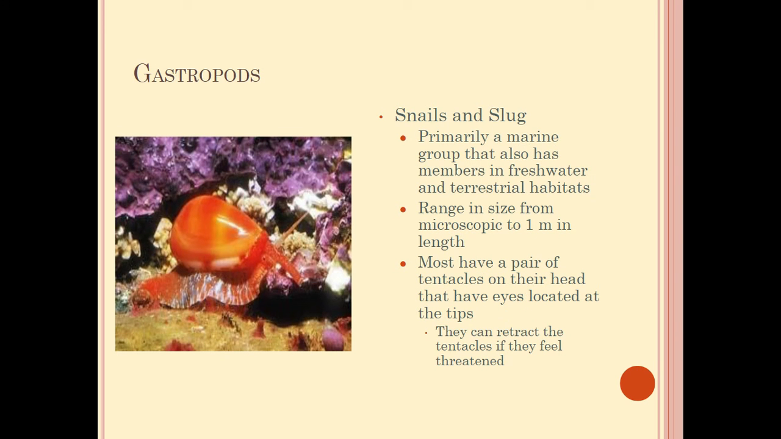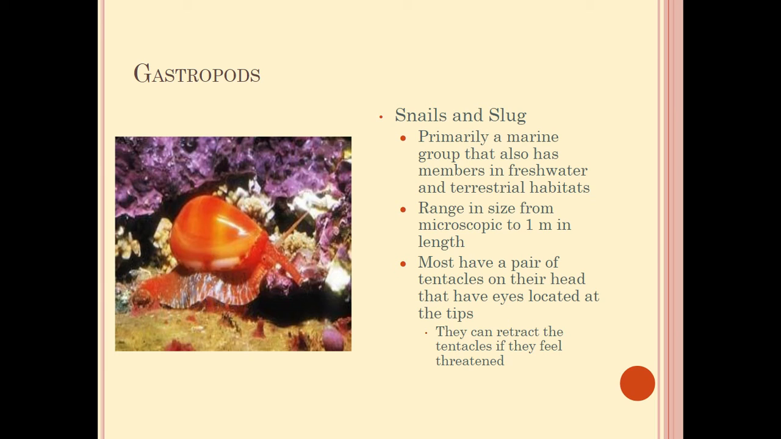So let's start talking about Gastropoda. These are our snails and slugs. They're primarily a marine group, and then we also have members that are freshwater and terrestrial as well. They can range in size from microscopic to 1 meter in length, which is huge. Most will have a pair of tentacles, and you can see the tentacles right here. These are sensory organs on their head. They have little eyes, and you can see the eye here located on the tip. Sorry, this is one, and then there's one coming off this way, but you can't really see it. All you see is the little tip right there.